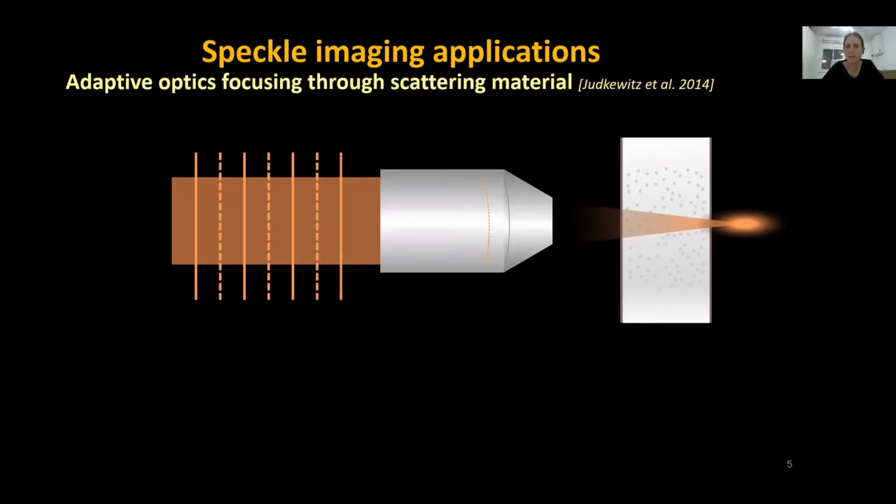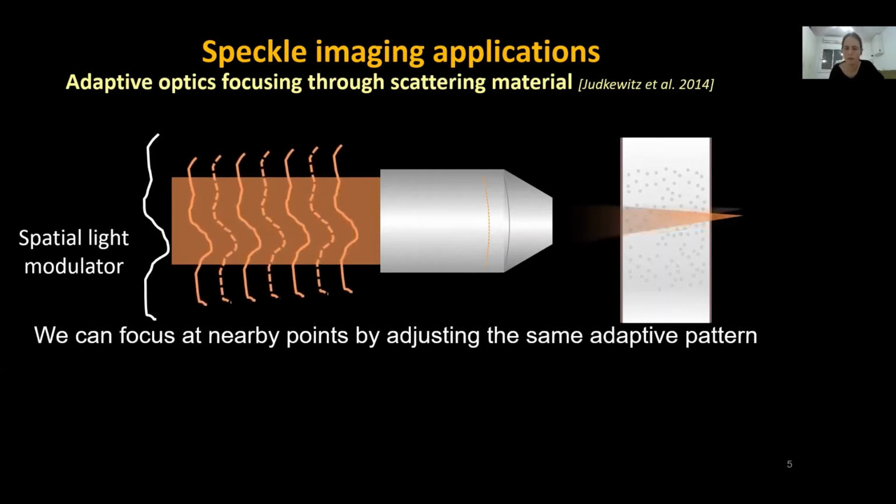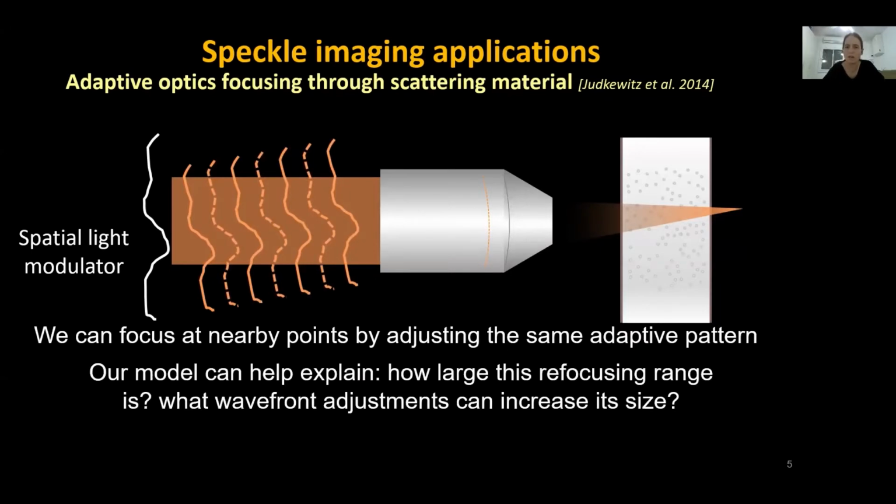Another application of speckle statistics is adaptive optics focusing. The goal is to change the shape of a wavefront so that when it propagates through a scattering layer, it will focus at a sharp spot, as if the scattering layer was not there. Finding the wavefront needed to achieve focusing is a difficult calibration procedure, which normally needs to be performed separately for each focus point inside the volume. The speckle memory effect makes it possible to adjust an already calibrated wavefront so that it will refocus at different points within some smaller neighborhood. So a good speckle simulator can help us investigate how large this refocusing range is, and also what wavefront adjustment can increase its size and improve it.